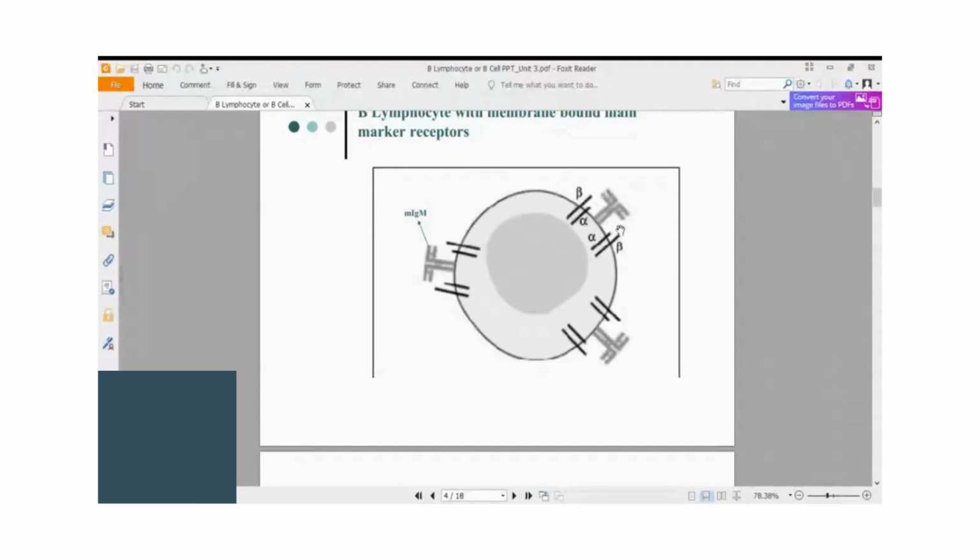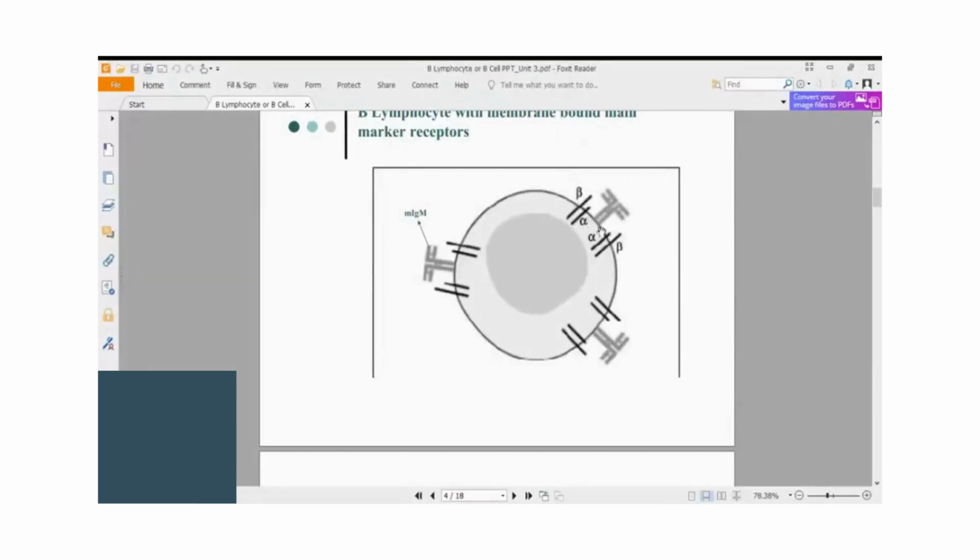It is a monomer. It has a heavy chain, that is the Fc region, which is lodged on the membrane of the B cell, and it has two FAB sites exposed for receiving the antigen. FAB for fragment of antigen binding. Always one MIgM molecule is accompanied by two pairs of Ig alpha and Ig beta adjacent to each other. Why? I will talk about that when I talk about the details of the B cell receptor.